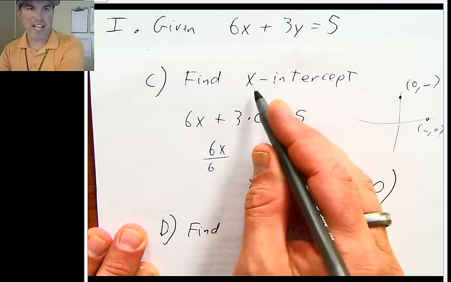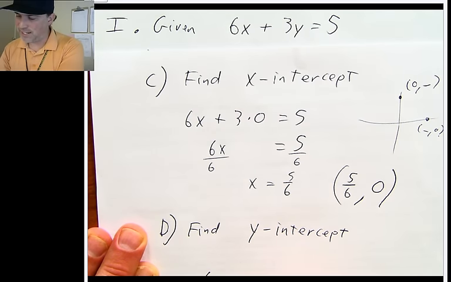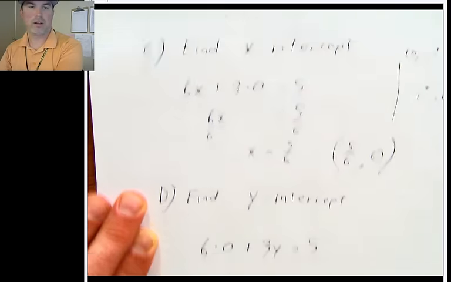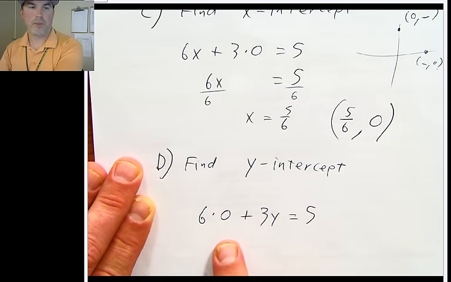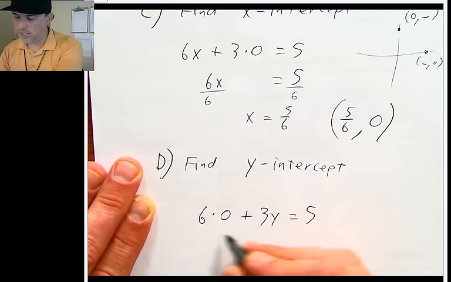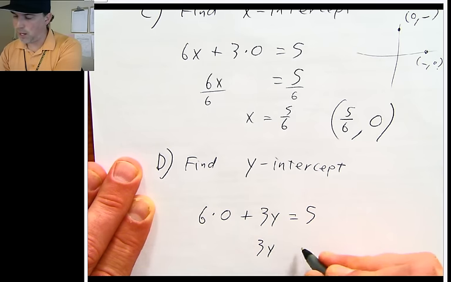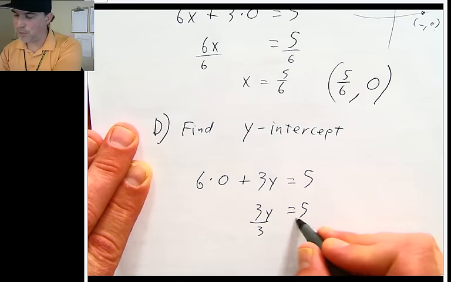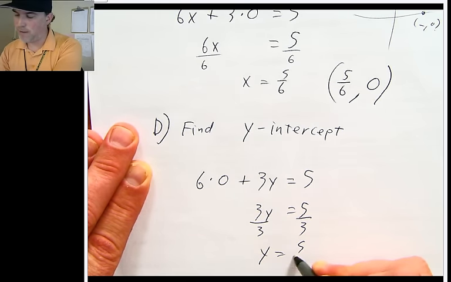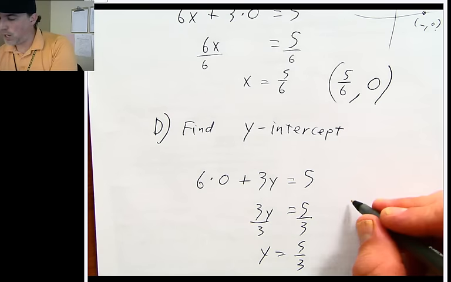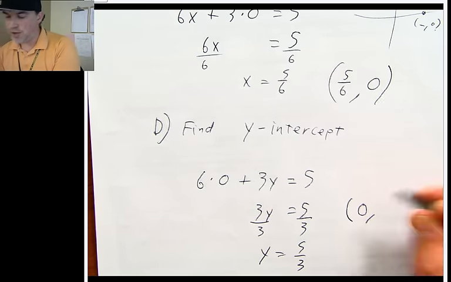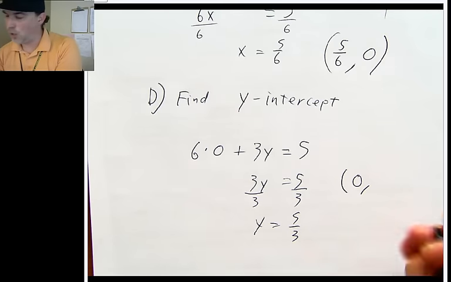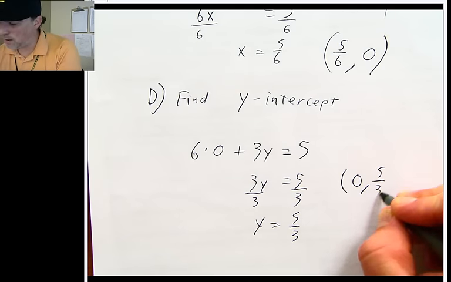So using this exact same equation as before, 6 times 0 plus 3y equals 5. 6 times 0 is 0, so this simply goes away. I'm left with 3y equals 5. To finish solving for y, divide both sides by 3, and y ends up equaling 5/3. Just like the previous problem, the y-intercept isn't just 5/3, it needs to be a physical coordinate, so it's 0, 5/3.